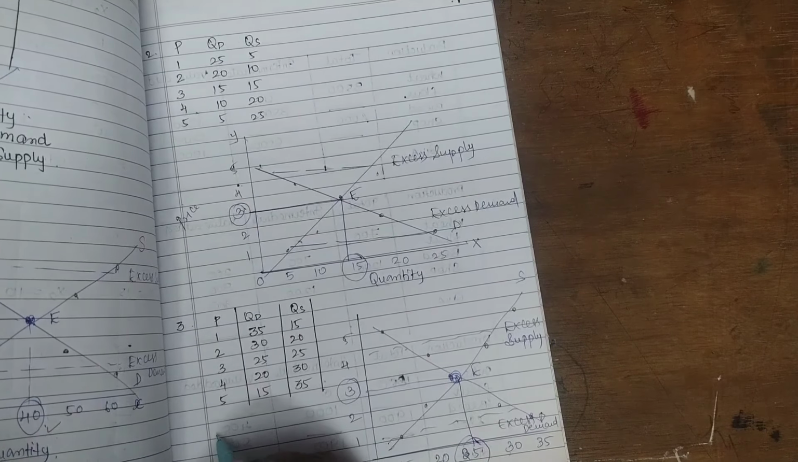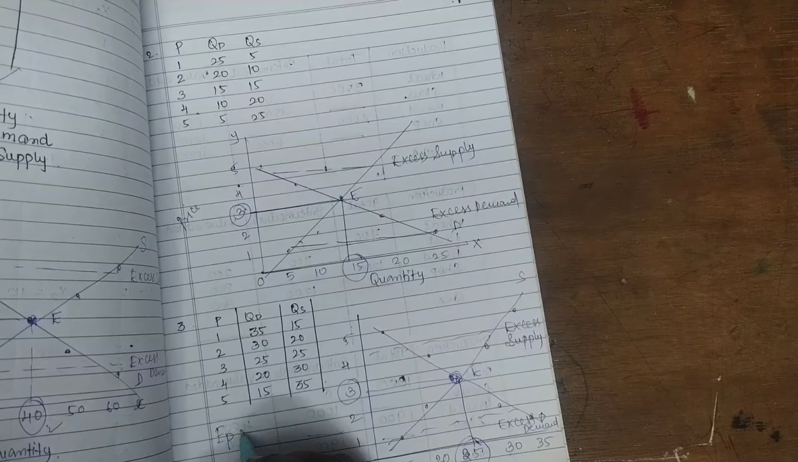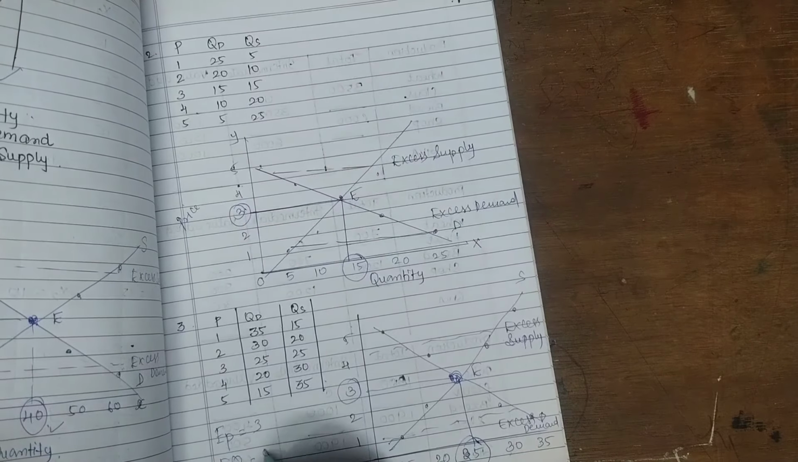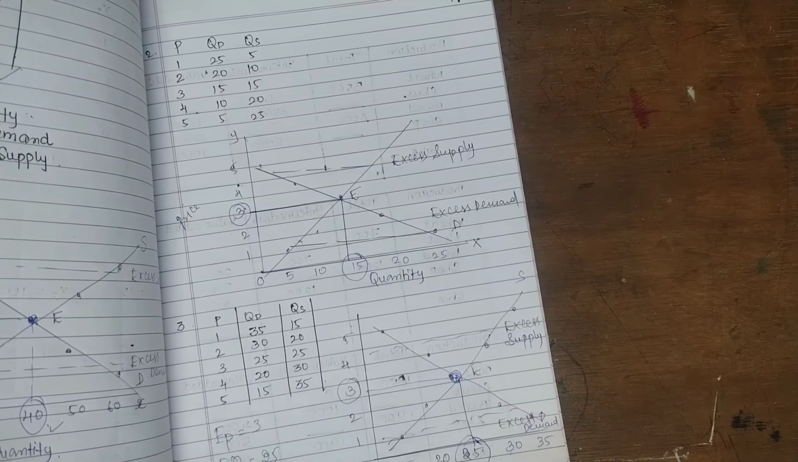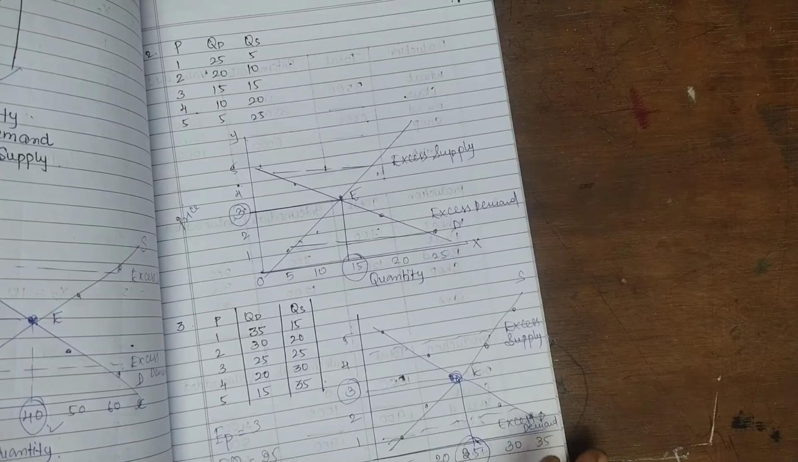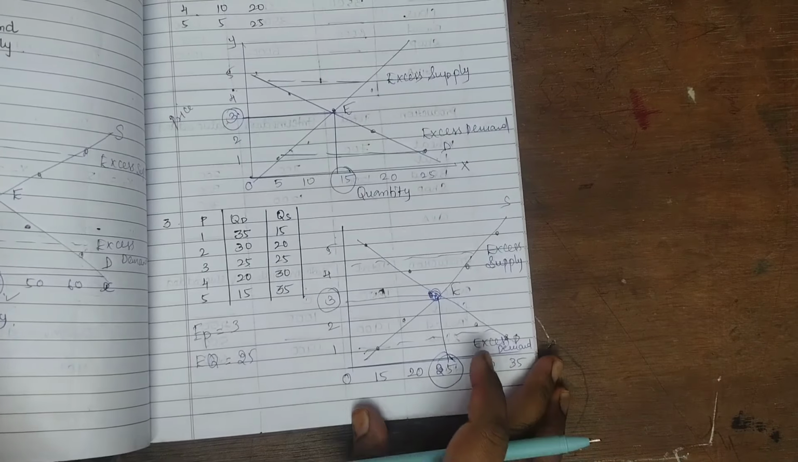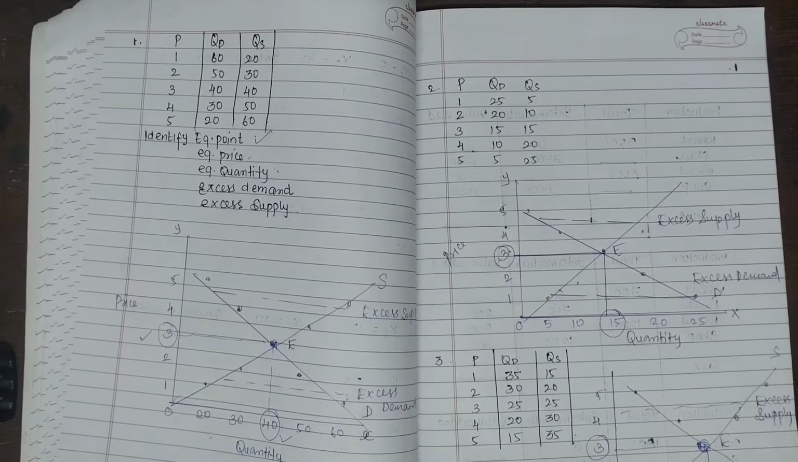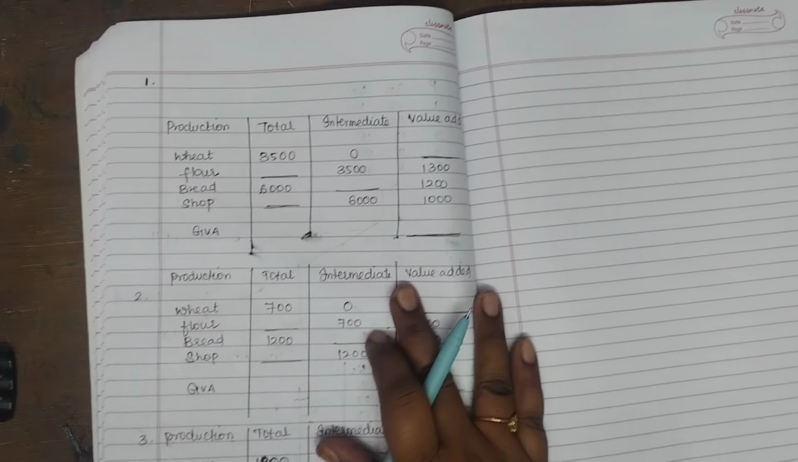You have to make sure of writing all of this. If possible, write equilibrium price is equal to 3, equilibrium quantity is equal to 25. If you write like this also, it will be good. Okay, you will get a graph for this, so make sure you work on it neatly.